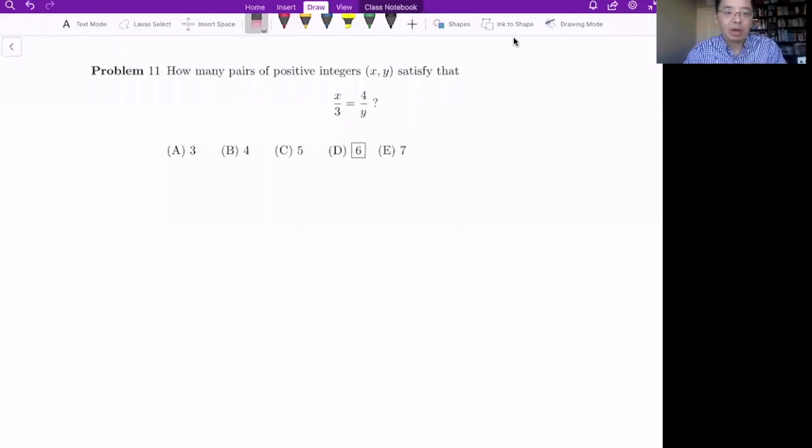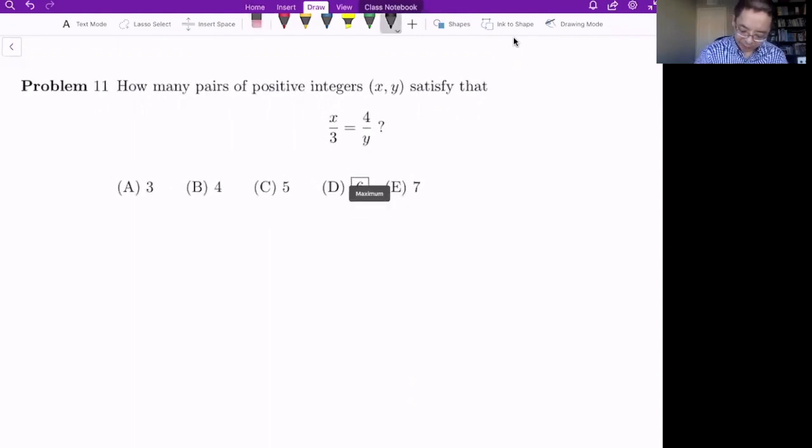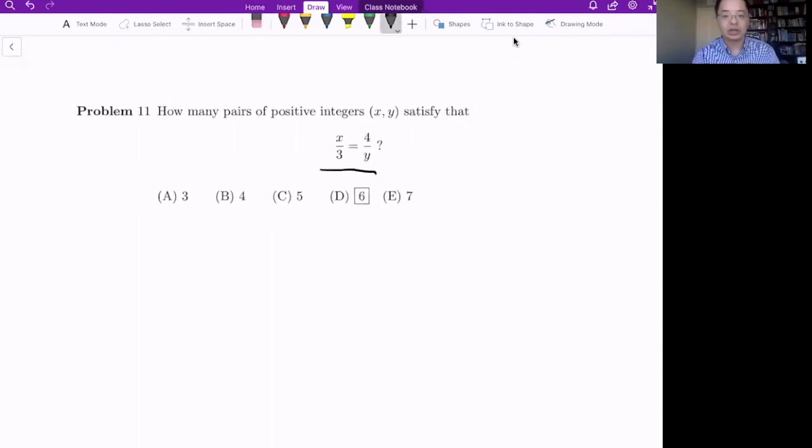Okay, now problem number 11. Here we are looking for pairs of positive integers x and y such that the fraction x over 3 equals 4 over y. There are different ways to solve this problem. One way is to use brute force. So method 1 is we just use brute force.